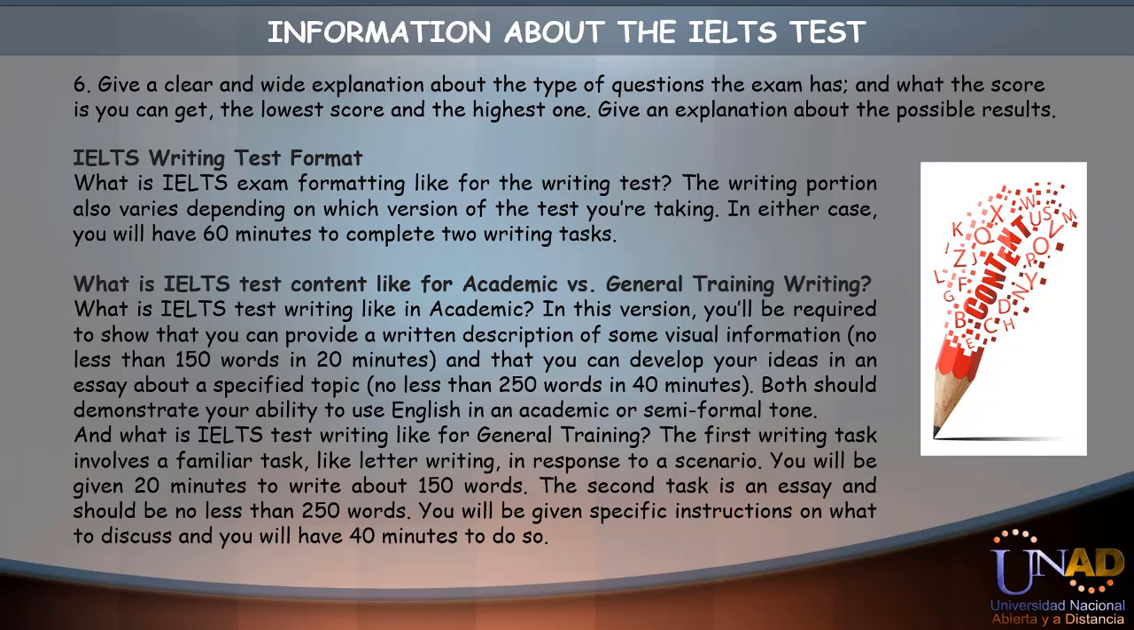And what is IELTS test writing like for general training? The first writing task involves a familiar task, like letter writing, in response to a scenario. You will be given 20 minutes to write about 150 words. The second task is an essay and should be no less than 200 words. You will be given a specific instruction on what to discuss and you will have 40 minutes to do so.